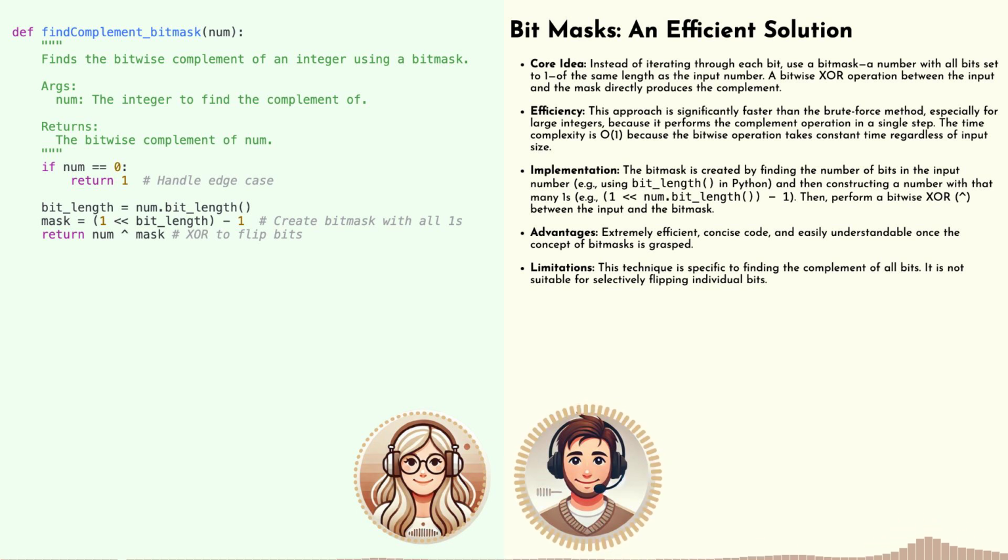So if our number is, let's say, 10, which is 1010 in binary, we need a bit mask that's 1111. Exactly. And when you XOR 1010 with 1111, you get 0101, which is the complement of 10. We flipped all the bits at once.